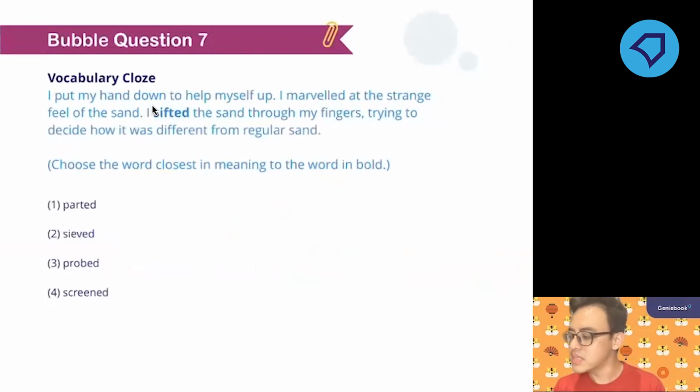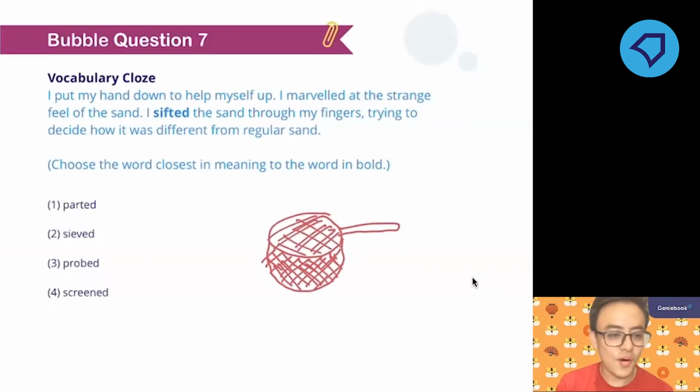Next question, number 7. I sifted the sand through my fingers, trying to decide how it was different from regular sand. What's a sift? All right. Oh my God, you make it look like a fishing net. That's how bad my drawing is. Aren't you lucky I'm not your art teacher?